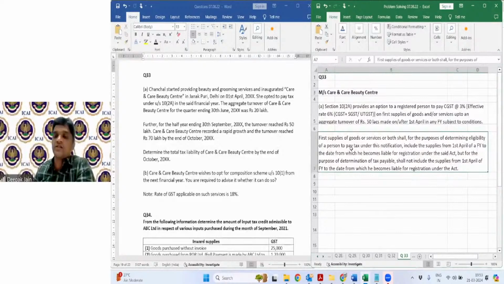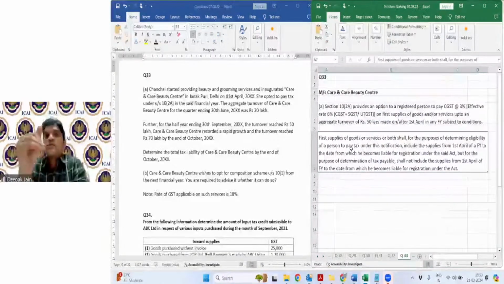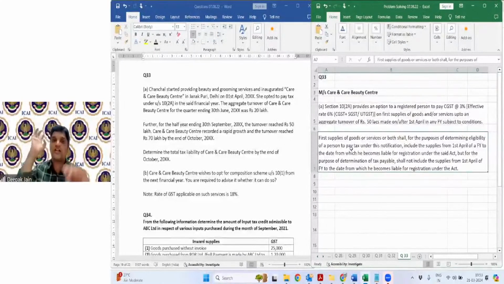And then once you register, तब से you have to pay GST under composition rate if you want to opt for it. Now in this case, this taxpayer is opting for composition scheme. She started a business from 1st April. So 1st April से immediately composition पे registration लेने की जरूरत नहीं है. Once she touches 20 lakhs, only then she has to take registration.